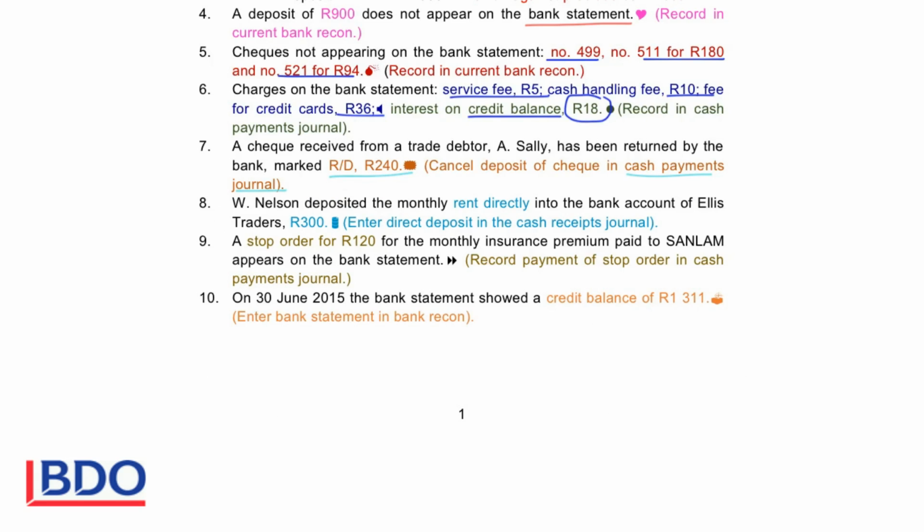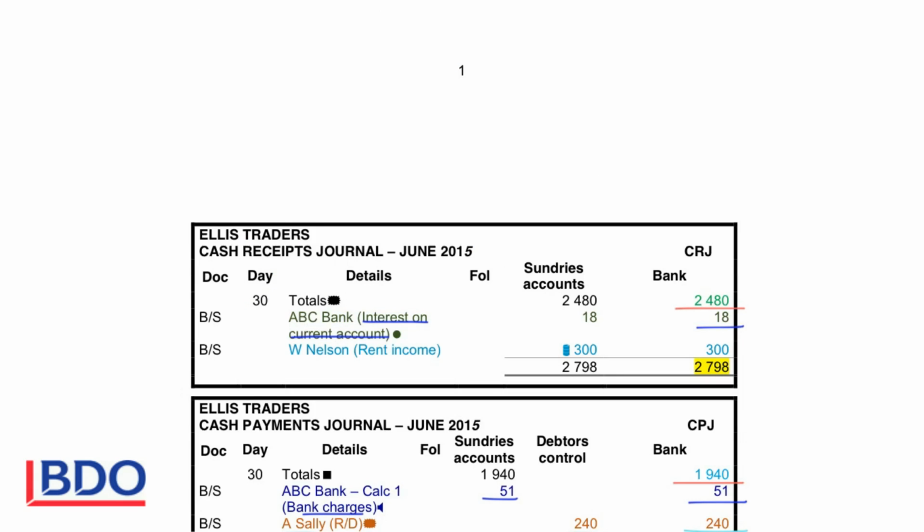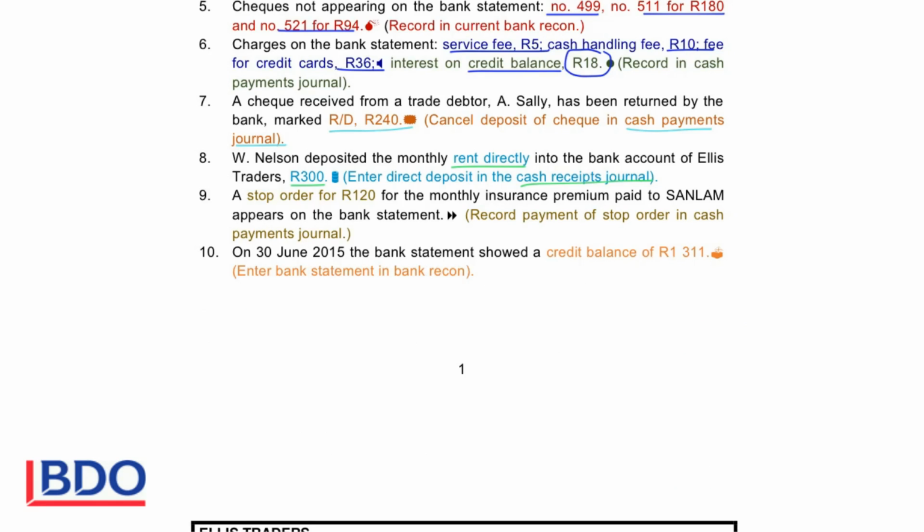W. Nelson deposited the monthly rent directly into the bank account, 300. Enter direct deposit in the cash receipts journal because the money was received and increases the money in the bank, so therefore we will show it in the cash receipts journal. W. Nelson, and we show that the rent income will increase and the money in the bank will increase with 300. A stop order of 120, it's just like a check that was paid out by the business, so we have to record this stop order in the cash payments journal to reduce the amount of money in the bank.